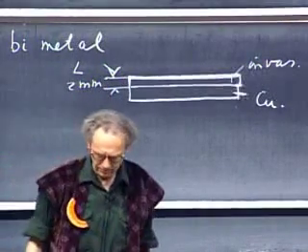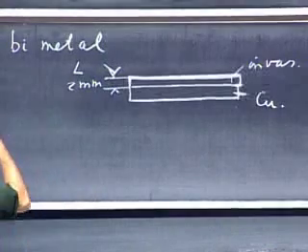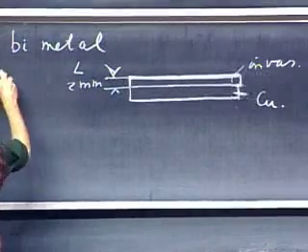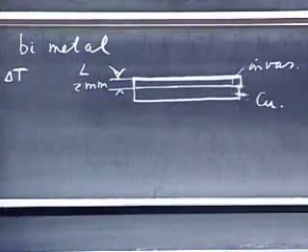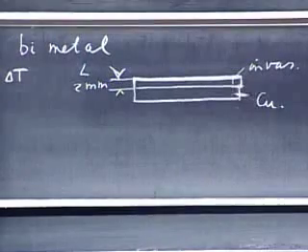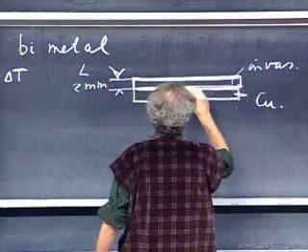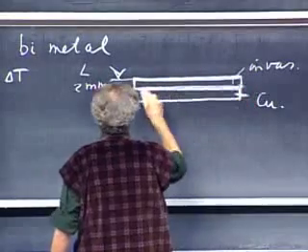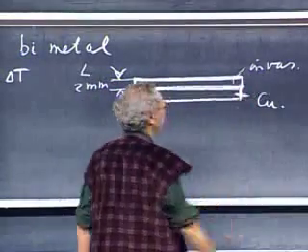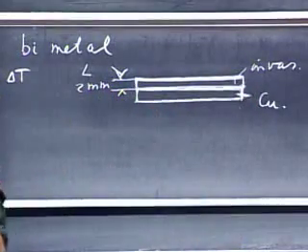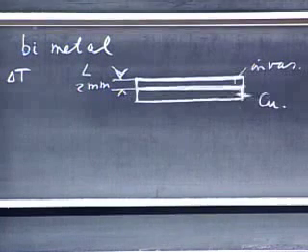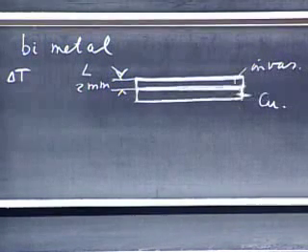And I'm going to heat it. I'm going to heat it, increase in temperature delta T. I'm not interested really in knowing how long the copper gets and how long the invar gets, but I'm very interested in knowing the difference in the lengths between the two. Because what's going to happen when one gets longer than the other? Something's got to give. What do you think will happen?